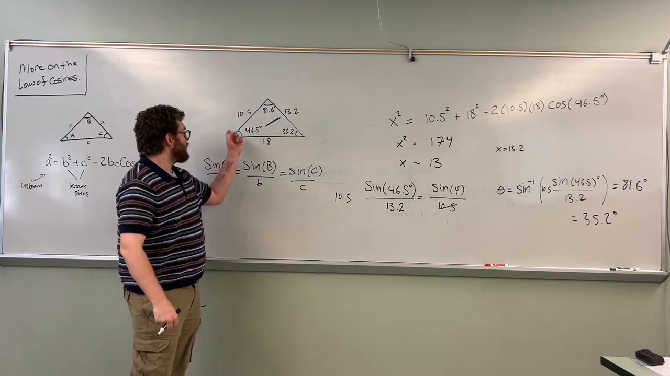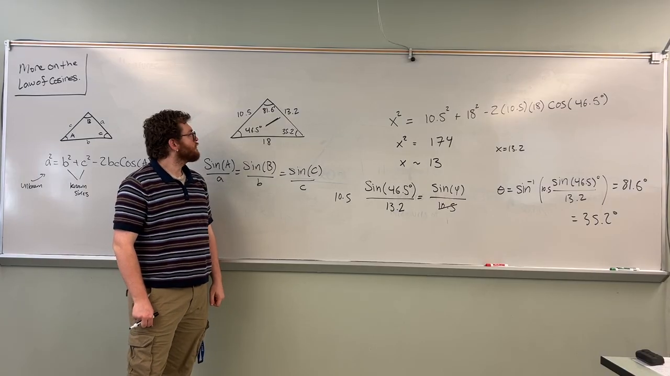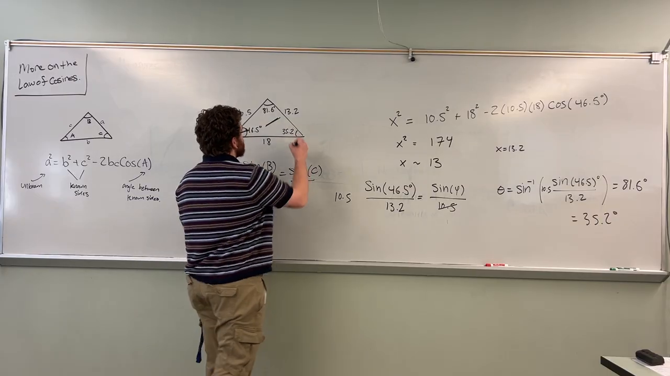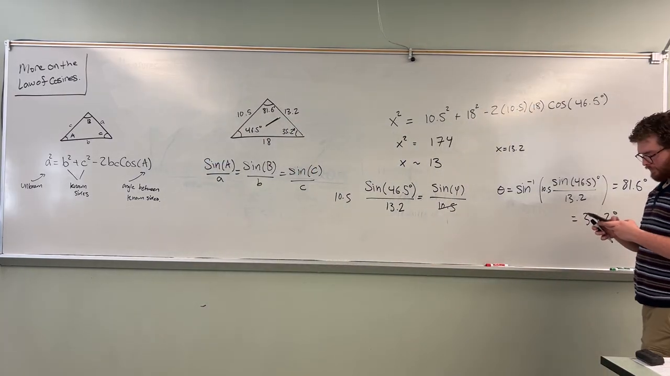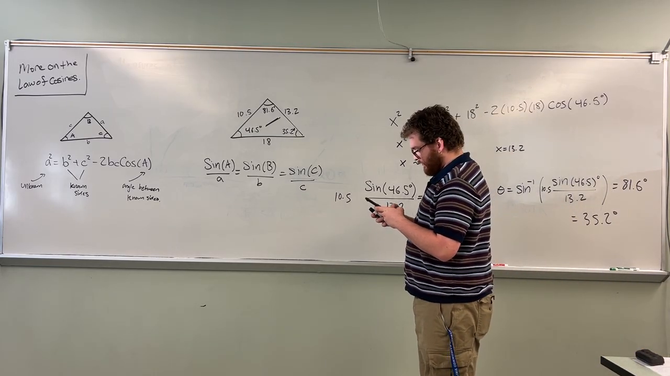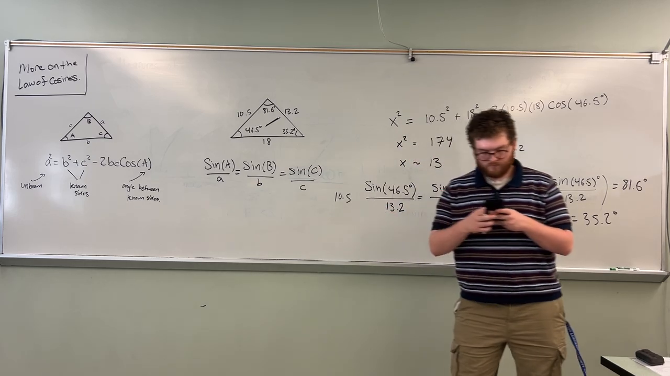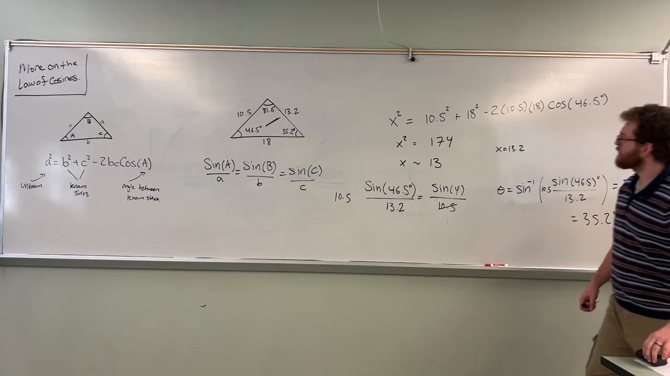And then how do I check to make sure all of this works out nicely? I should add them together and make sure I get 180. For some reason, it looks like it's not going to add up to 180, but let's check. I don't think it will, so I'm trying to figure out what's not right here. 46.5 plus 81.6 plus 35.2. I get 163, so I'm missing something somewhere. That's fine, we'll just try again.